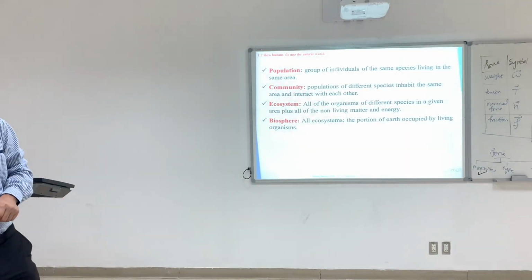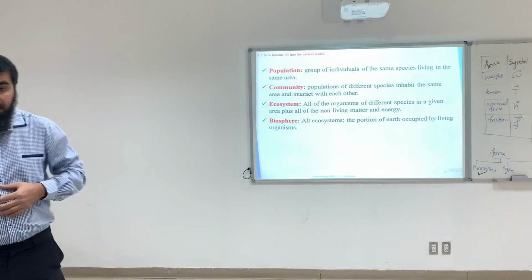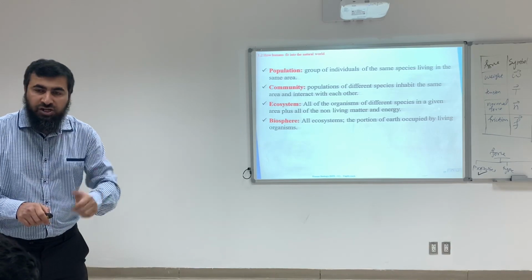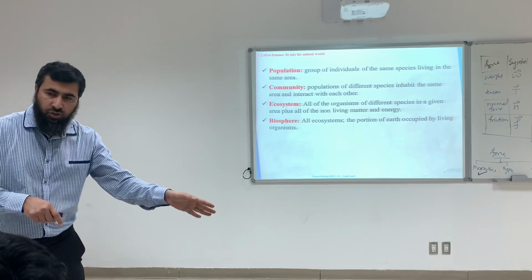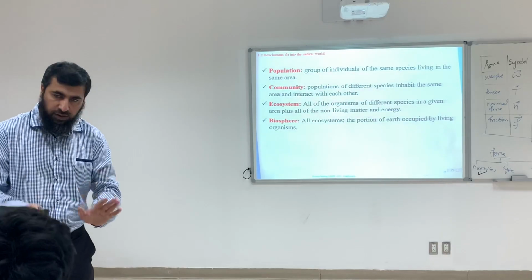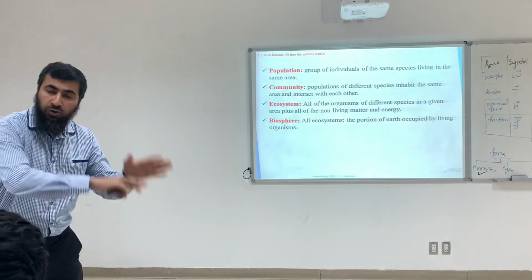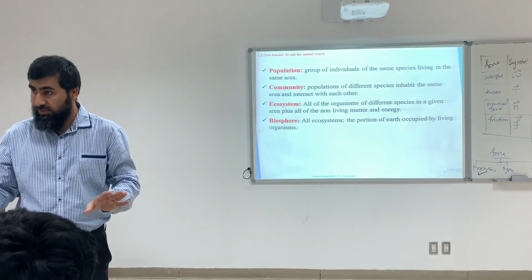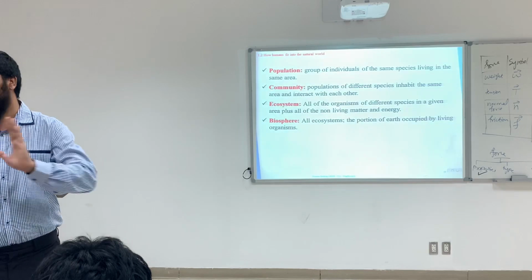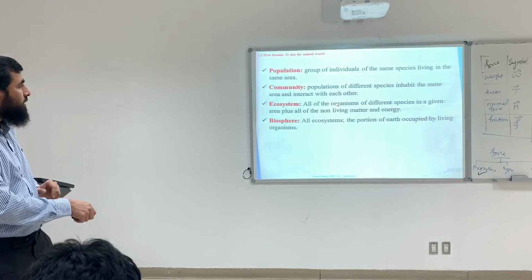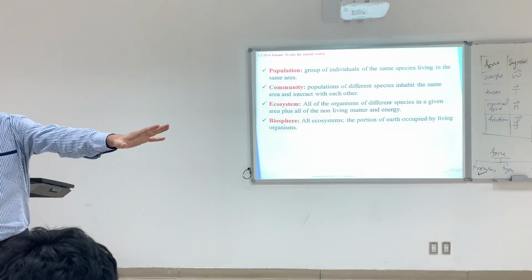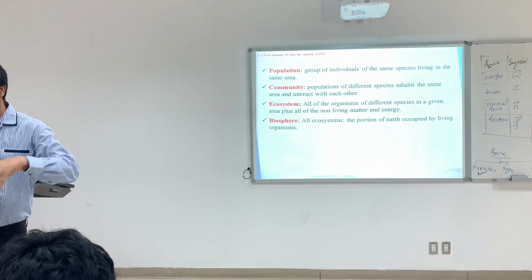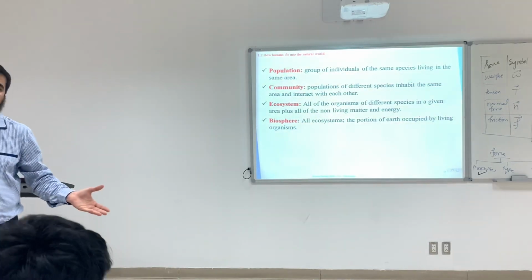Take note of that. Community is like bacteria with humans, living things only, all the living things. Population is one species, humans only, or ants only, or sheep only, whatever. Ecosystem is the community, so all the living things, and the non-living things, living and non-living in that region, so in Saudi Arabia. Biosphere is all the ecosystems. When you put all the ecosystems of the planet together, you get a biosphere.